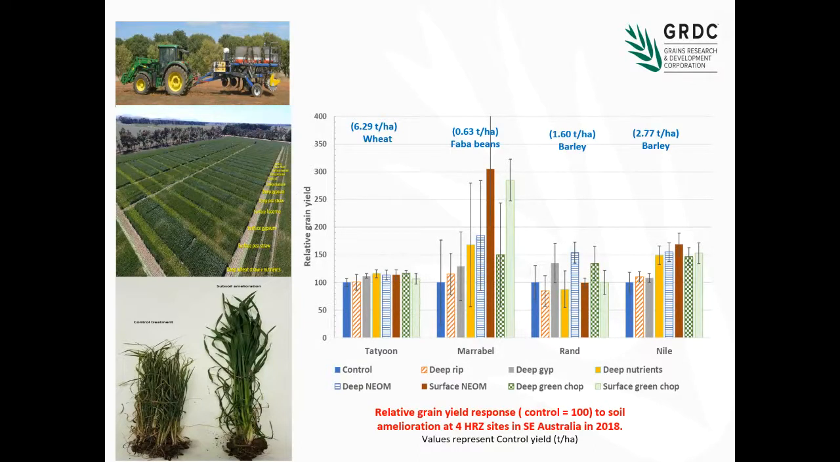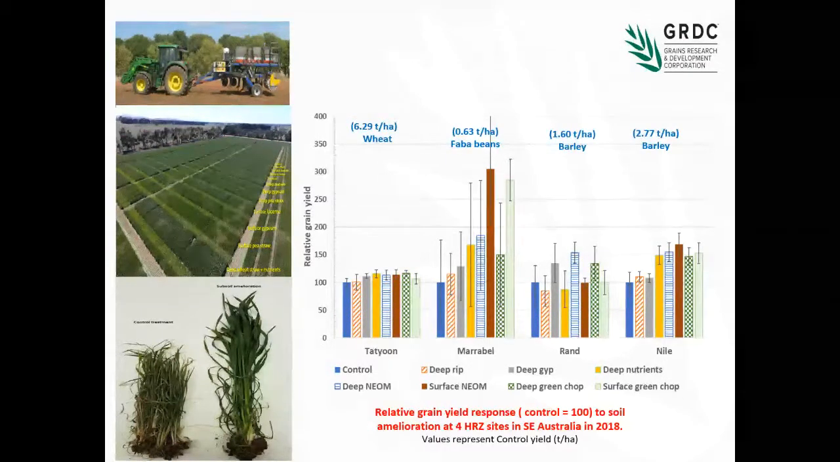What I've got here is relative grain yield, and relative means we've had the control treatment, where there are no amendments, listed as 100%, so that's why all those lines are at 100%. And these numbers here refer to the actual grain yield of the control treatment. So at Tatyoon, we had a 6.3 tonne per hectare wheat crop. At Maribel, it's a relatively dry year, there was about 0.6 tonnes a hectare of faba beans. For Rand, 1.6 tonnes of barley. And at the Nile site, 2.8 tonnes a hectare of barley.